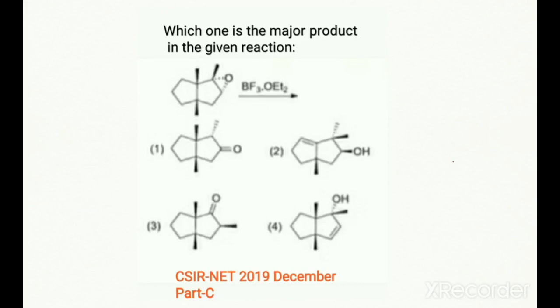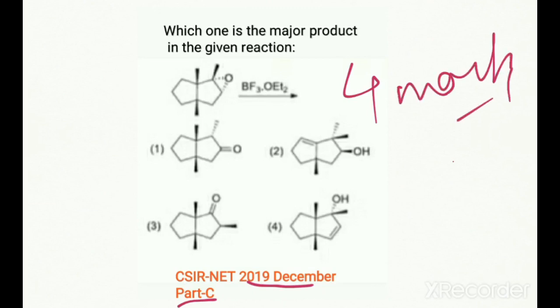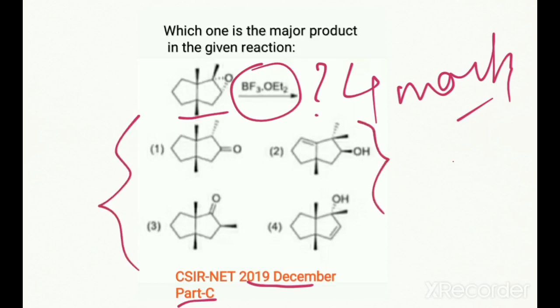Today we will discuss the CSIR NET 2019 December Part C question. This is a 4 marks question. The question is given with an epoxide treated with a Lewis acid, BF3 etherate. So guys, what will be the correct product? There are 4 options given. Let us start the mechanism to understand which one will be the correct answer.